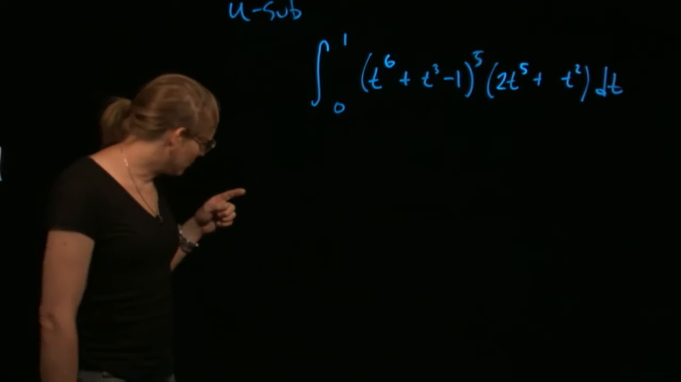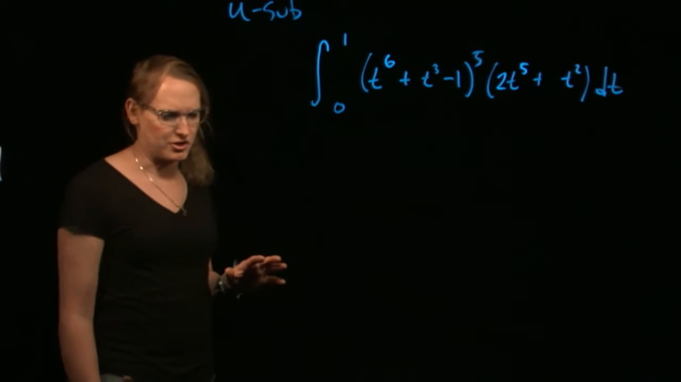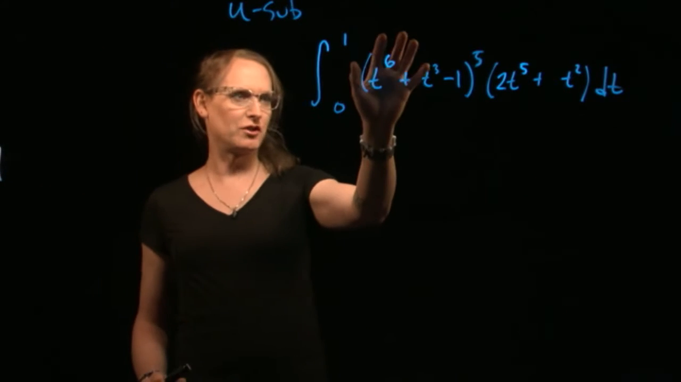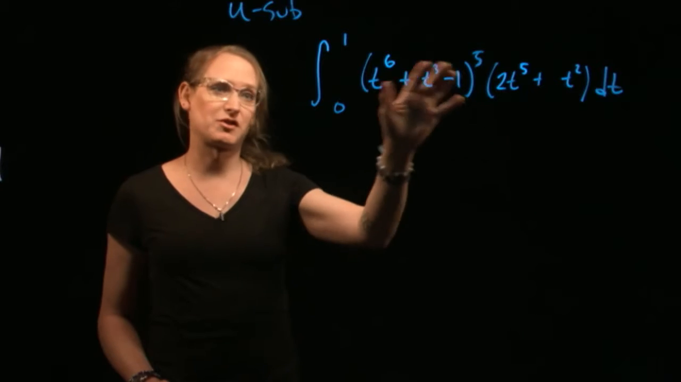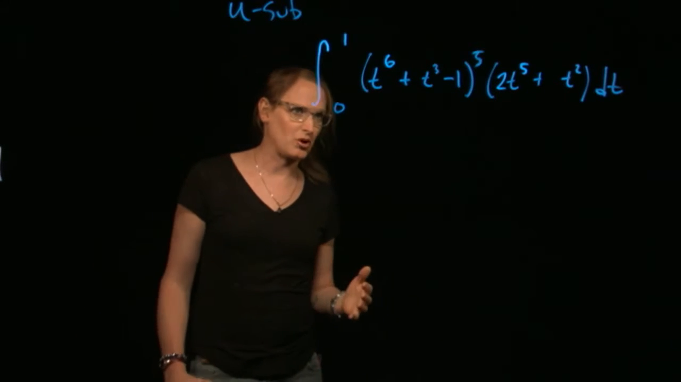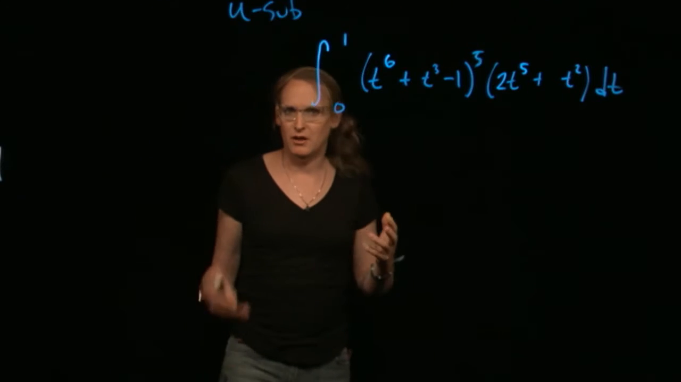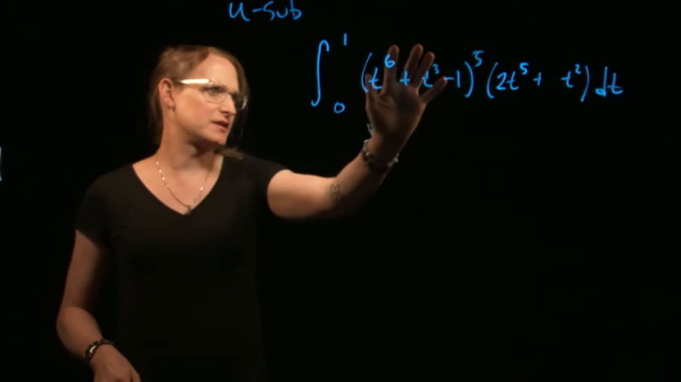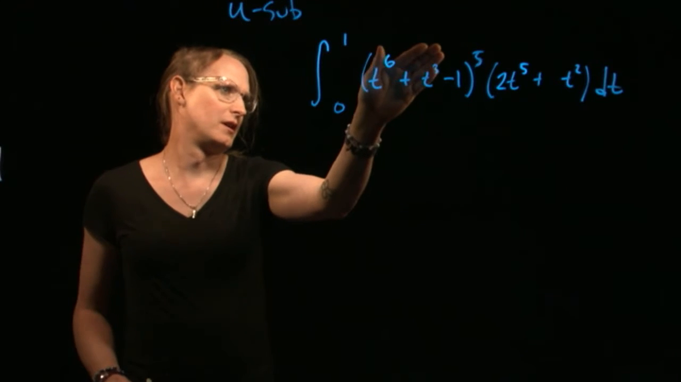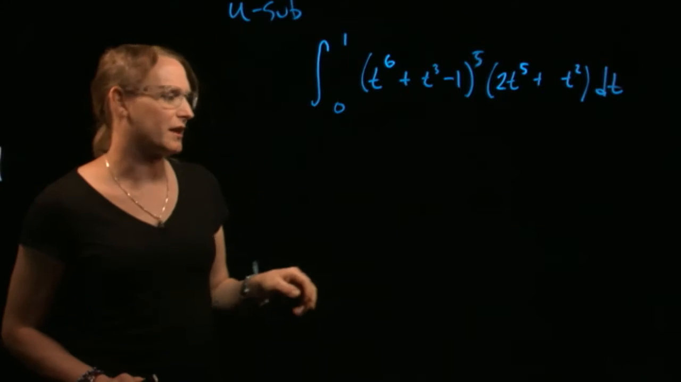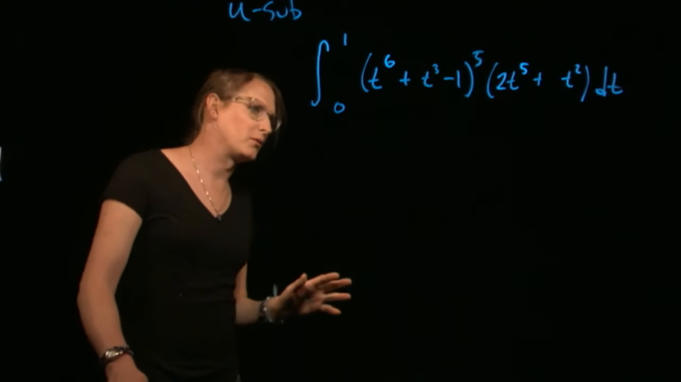I think u is the innermost function, and I'm trying to hunt for a part of the function where the derivative of it appears somewhere else. So a couple of things are jumping out to me right now that are giving me a pretty strong hint about this integrand. I've got something to the fifth right there. And so I'm guessing maybe that something is going to be what u is.